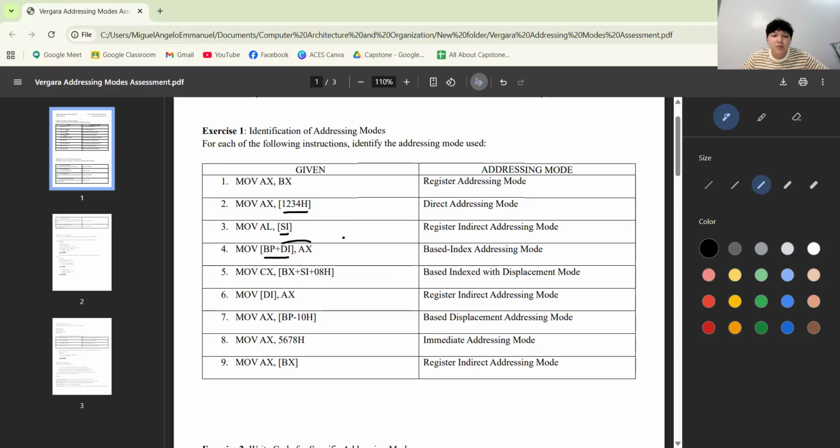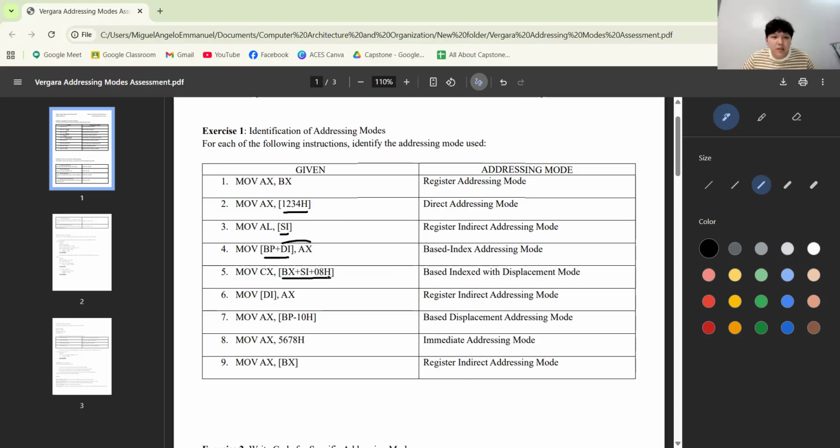Next, we have MOV CX, [BX+SI+08H]. So in this part, the addressing mode used is base index with displacement mode, adding the base register contents, an index register's contents, and an 8-bit displacement. So for this one, we have BX, SI, and the displacement 08H.